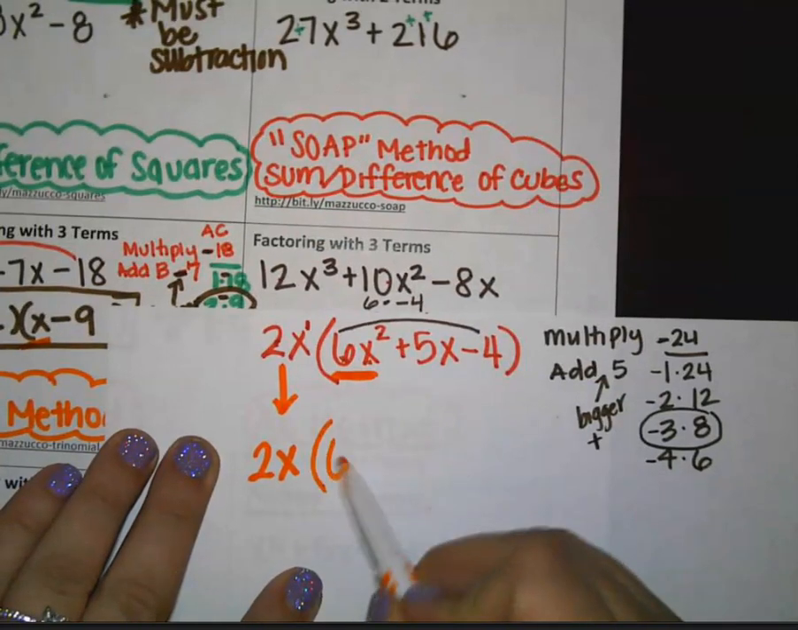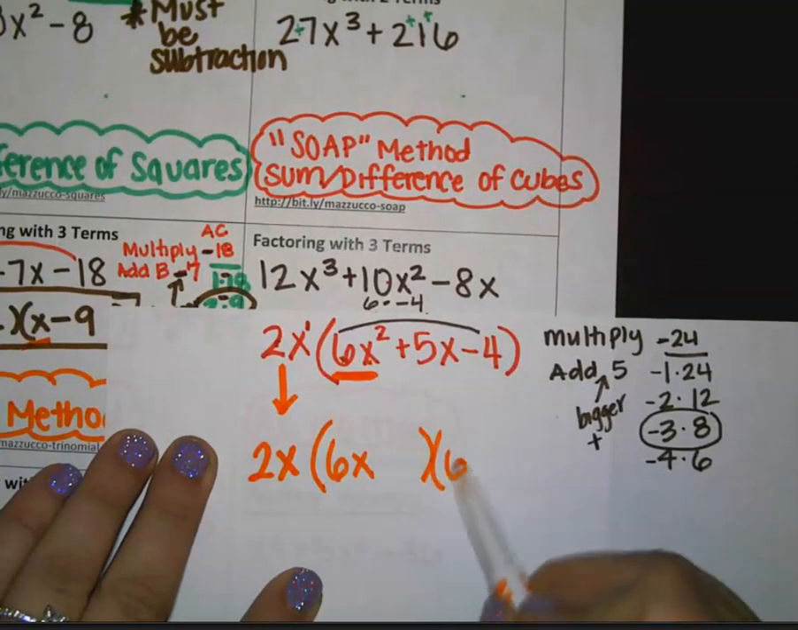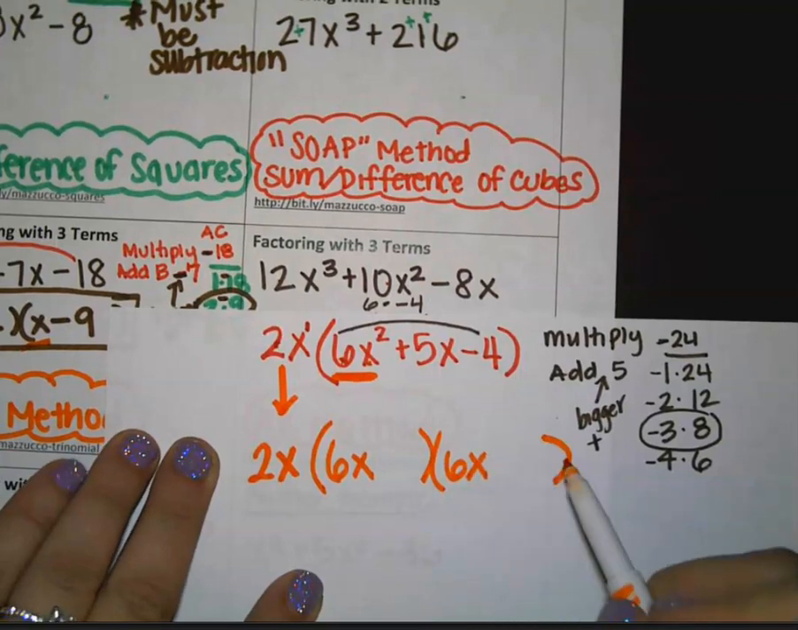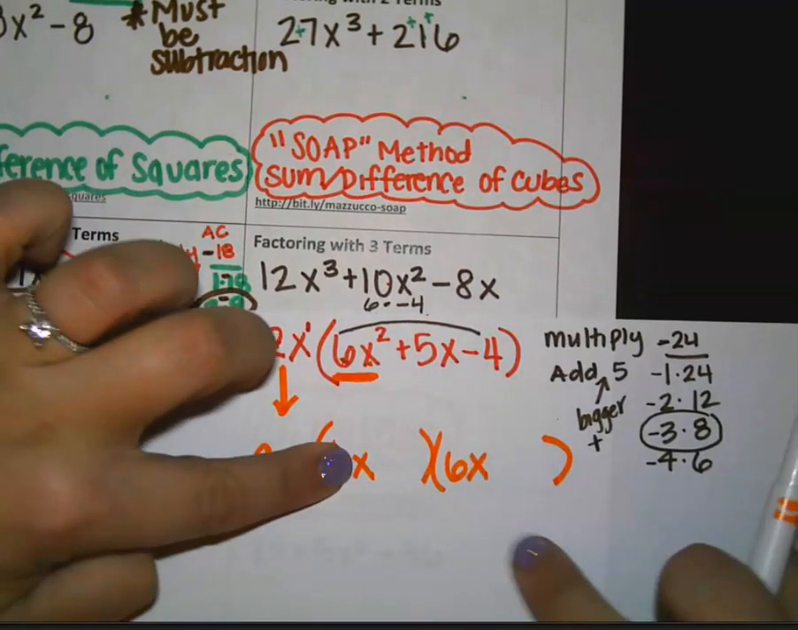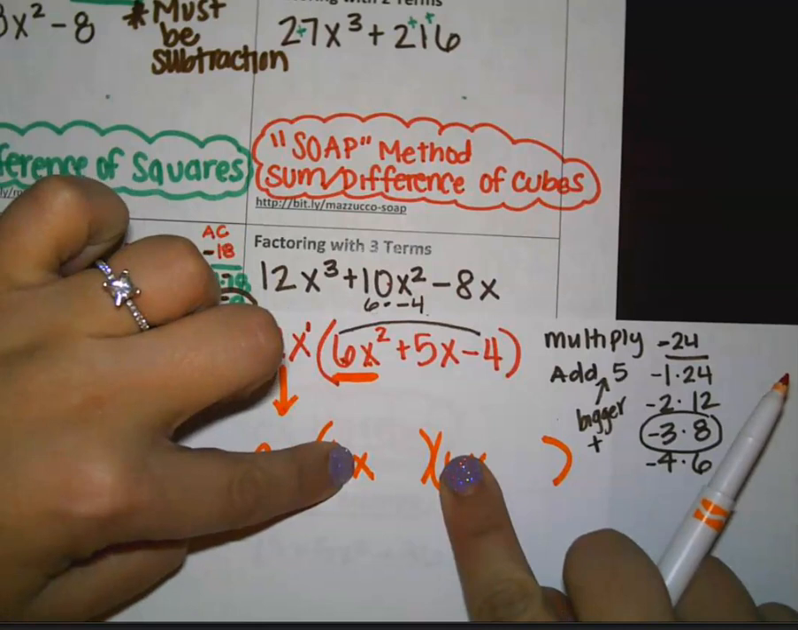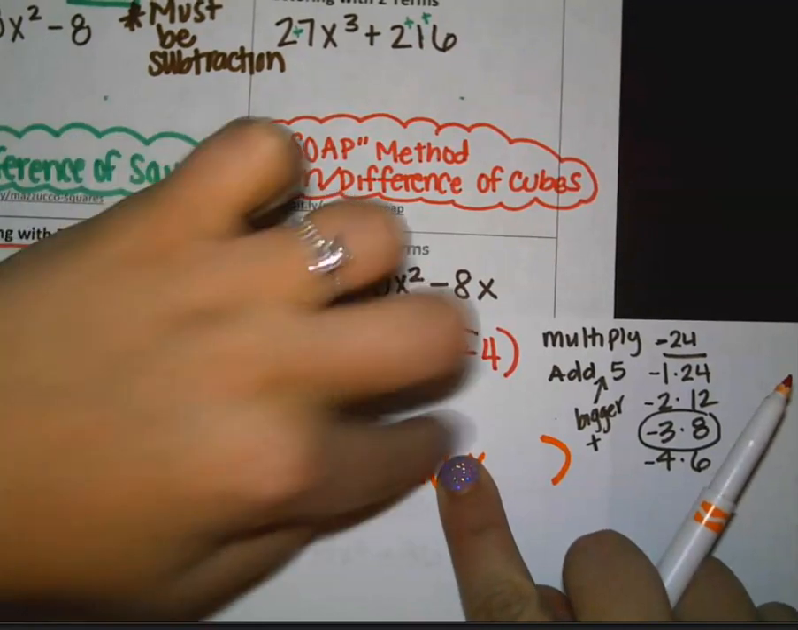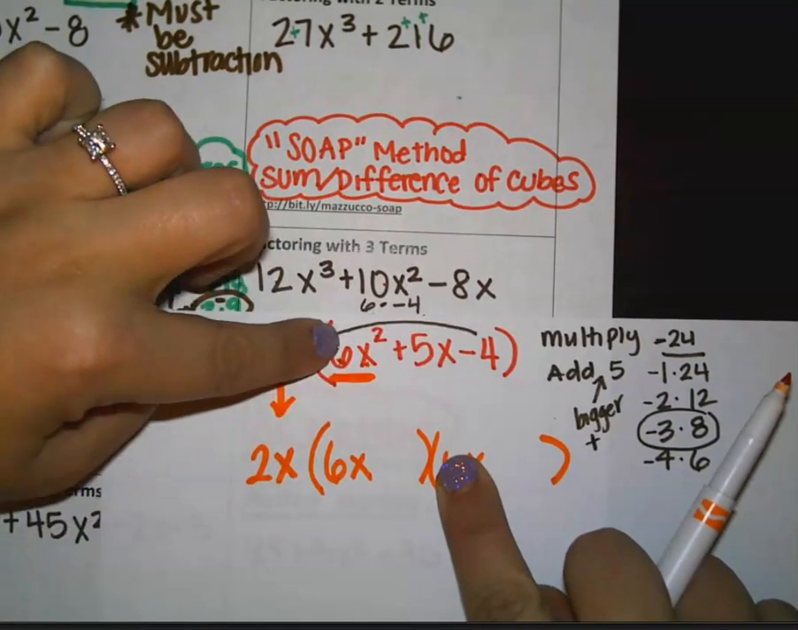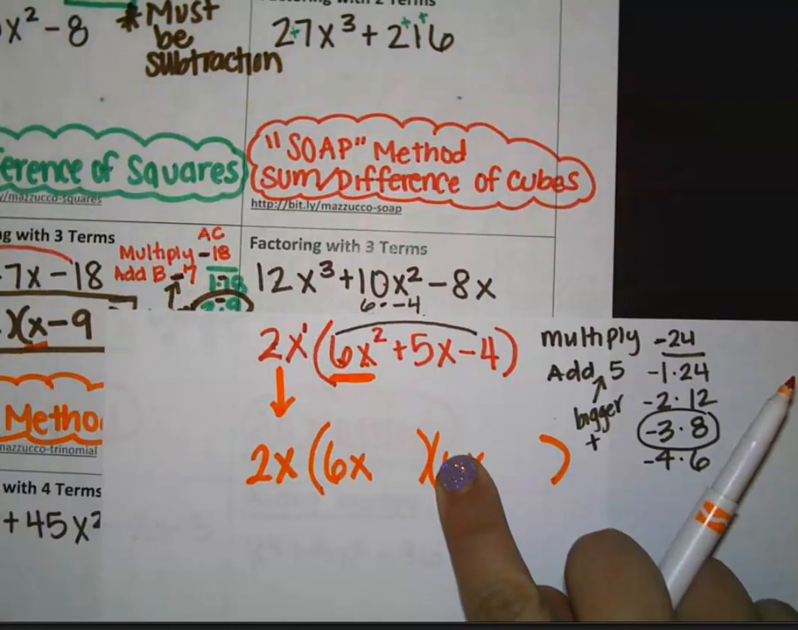I'm going to put it here, and I'm going to put it here, which feels so wrong because this 6x times this 6x would be 36. If I FOIL this, I don't get 6. I put an extra factor of 6 in there, and we'll divide it out in a moment.